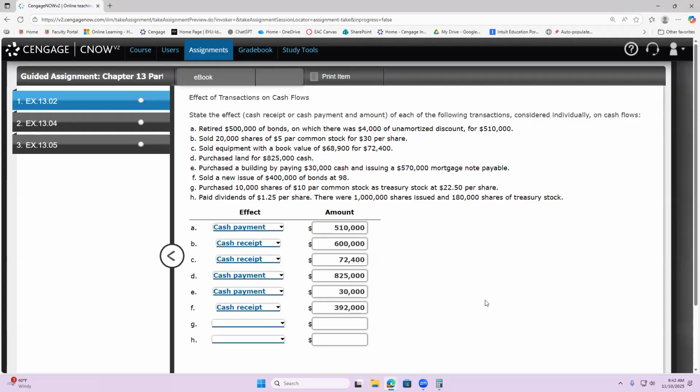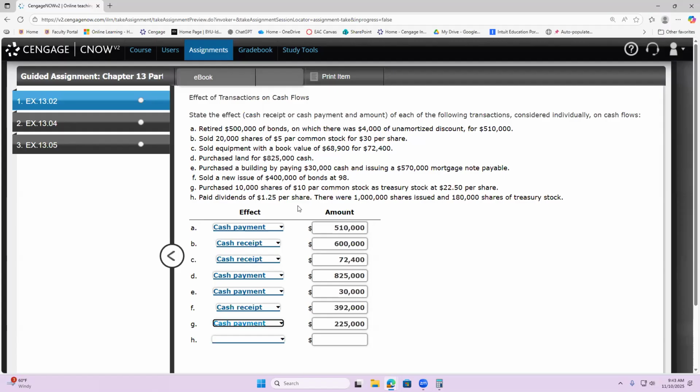Purchased 10,000 shares of $10 par common stock as treasury stock at $22.50 a share. So are we going to use the par, or the amount we actually paid for this, right? Yeah, good. So 22,500 times 10,000 is 225,000. And that's a payment. We're paying out cash. So I think the trick they're getting at here is to recognize how much cash is actually changing hands, not how much is going to affect our books.